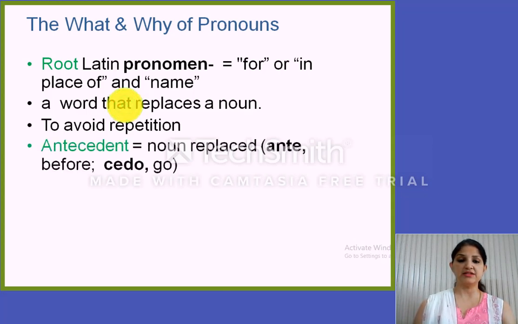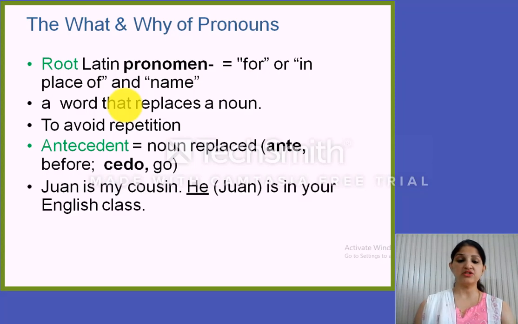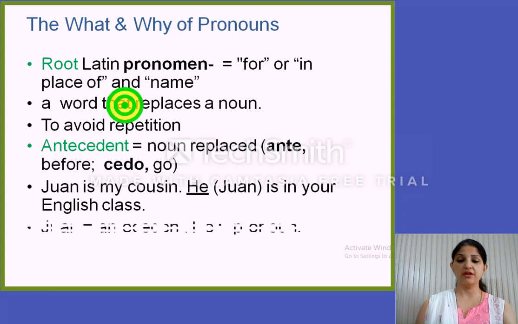Antecedent. Antecedent means noun replaced. Ante means before and cedo means go. In a sentence like, Joan is my cousin. He is in your English class. In the second sentence, you can see that we have used he in place of Joan. So here, Joan in the first sentence is an antecedent because we have replaced it with he. So he over here is a pronoun.